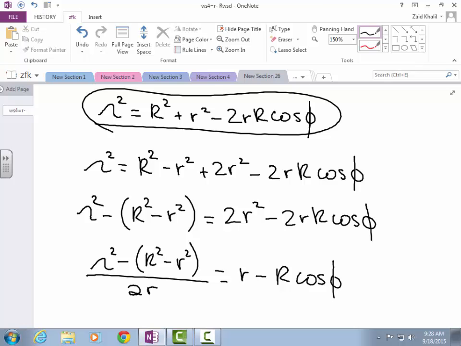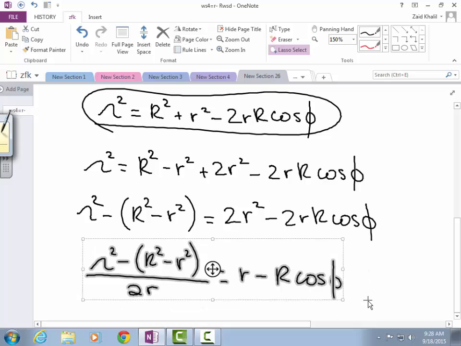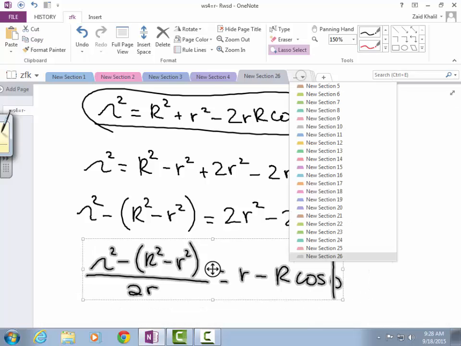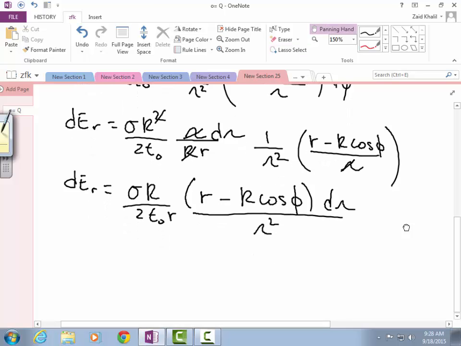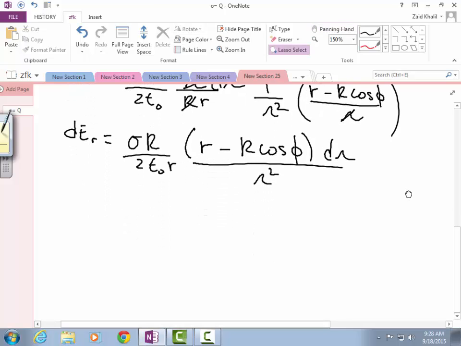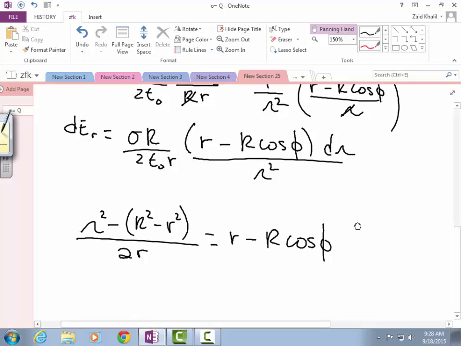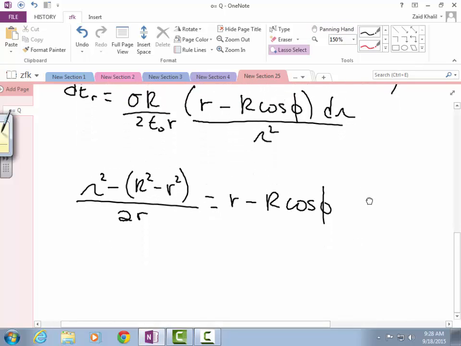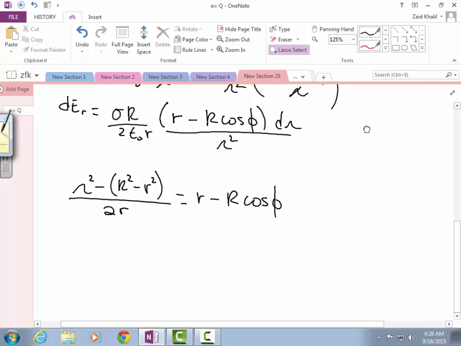So now, I think I could just take this and lasso it, copy it, go to the other one. And what am I going to do? I'm going to sub it in. I'm going to paste it first. Right? And so now, what do we have? Let me zoom in a little. There we go. Okay, so then what do we have?